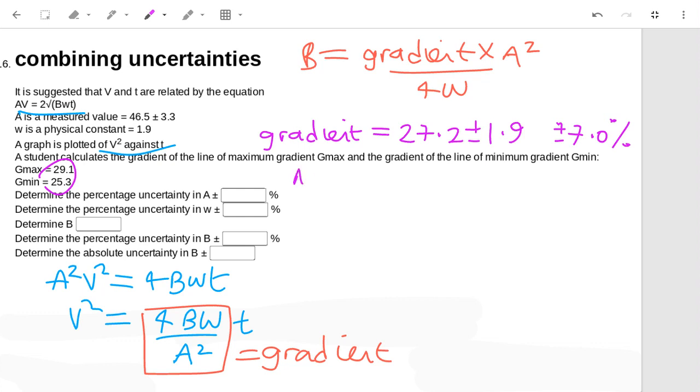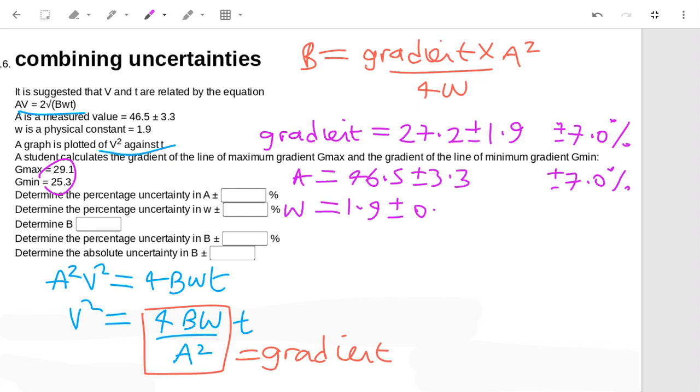For A, since it's a measured value, it's already given. So we can get the percentage from that, 3.3 divided by 46.5, which is also 7%. For W, it's a physical constant, so we use the last significant digit, which is 0.1, as the uncertainty. That works out to 5.3%.